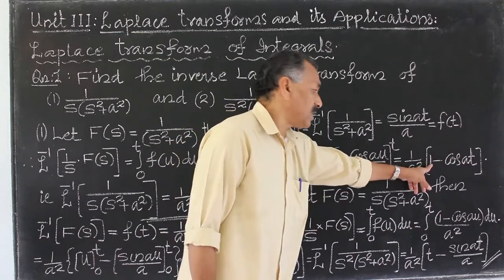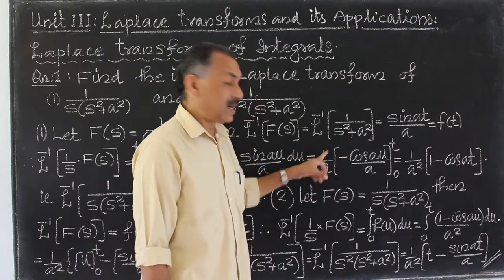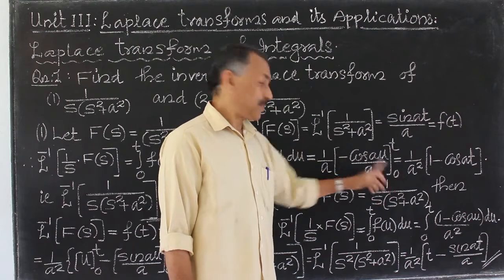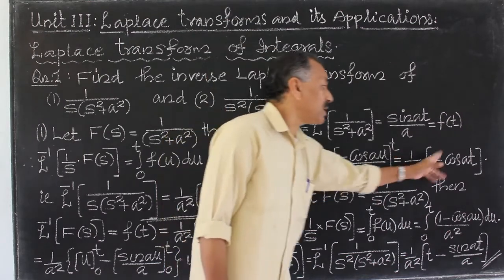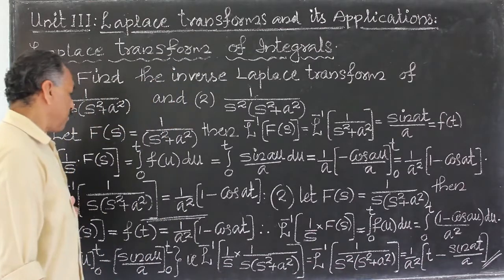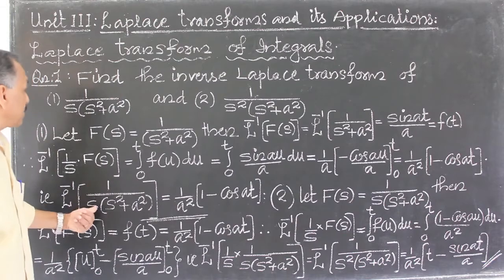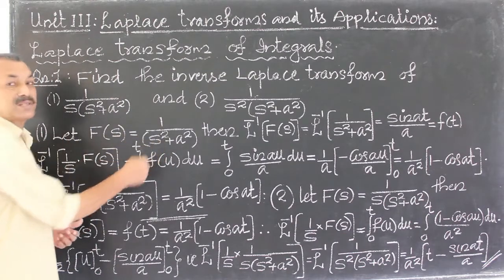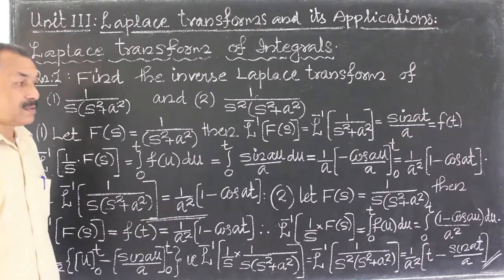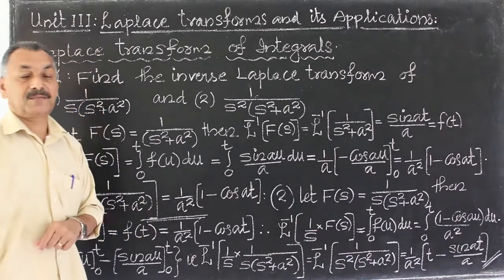That is equal to minus, cos at minus 1, which gives 1 minus cos at. That means the L inverse of 1 by s into F of s, where F of s is 1 divided by s square plus a square, that is 1 divided by s into (s square plus a square), is equal to 1 by a square into (1 minus cos at).